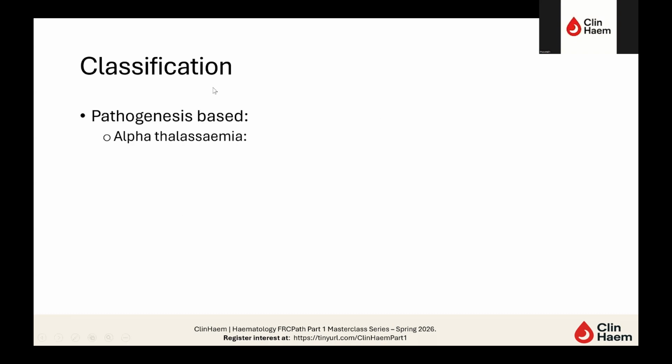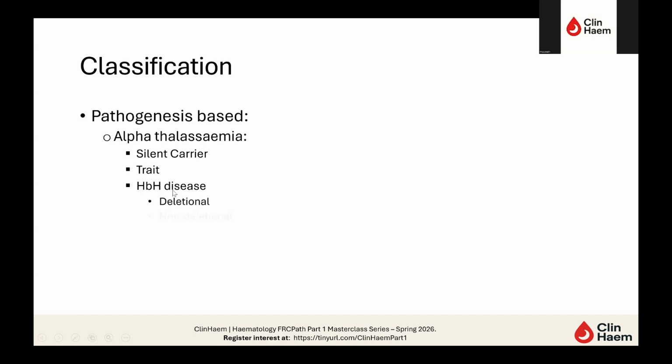So briefly, there are lots of ways to classify, and it can get as complicated as you want it to be. But there's pathogenesis based, which is how many genes are mutated or deleted. So in alpha-thalassemia, it can be a silent carrier with only one loss. Trait has got 2 losses. HbH has got 3 losses.